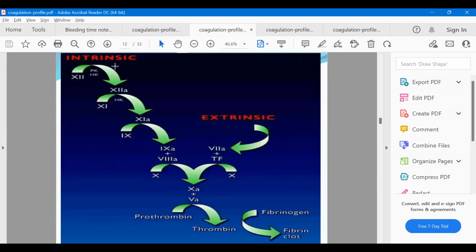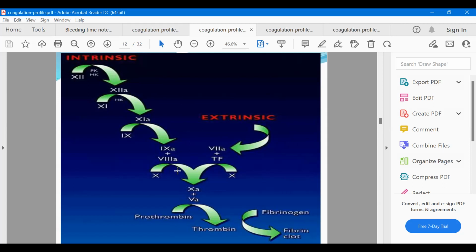The intrinsic pathway, as I stated, will start with 12, 11, 9, 10. In between there is involvement of factor 5 and factor 8. Then they make the prothrombin activator. In the extrinsic pathway, it goes directly to the seventh clotting factor, which gets activated. It will convert factor 10 to 10A. So 10A is the prothrombin activator. Prothrombin activator, in the presence of the fifth clotting factor, will convert prothrombin to thrombin. Thrombin will convert fibrinogen to fibrin.